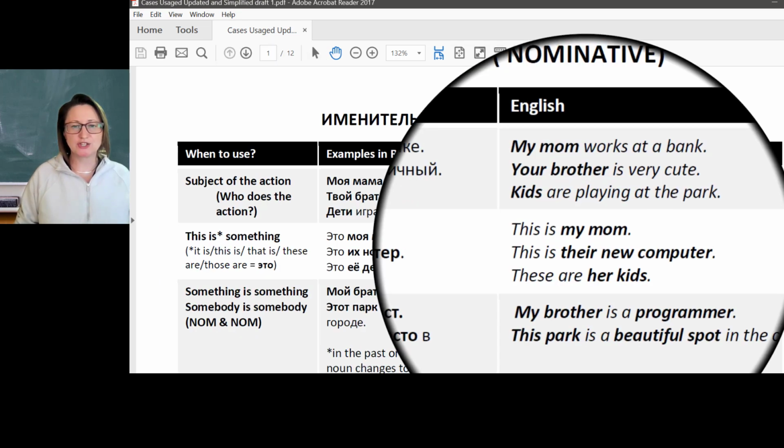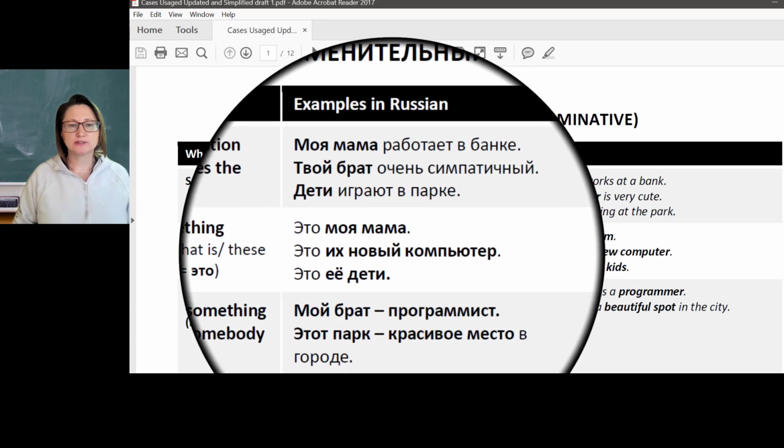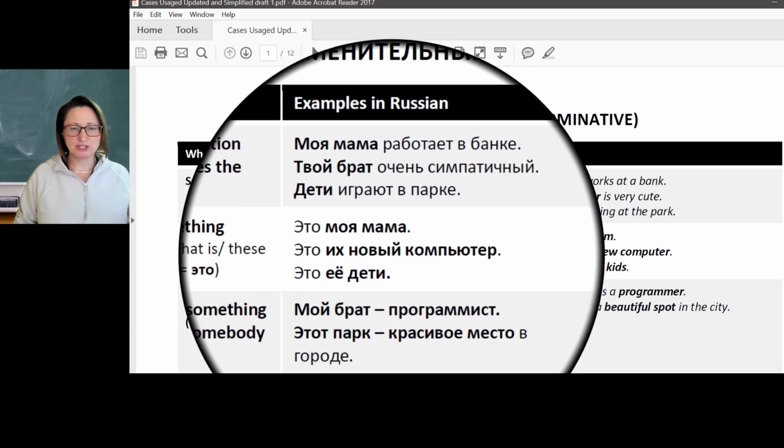Let's take a look at the English translations first. This is my mom. This is their new computer. These are her kids. So in here are the Russian translations or sentences. Это моя мама. Это их новый компьютер. Это ее дети. And whatever you see in bold here is the subject of a sentence and is in nominative.